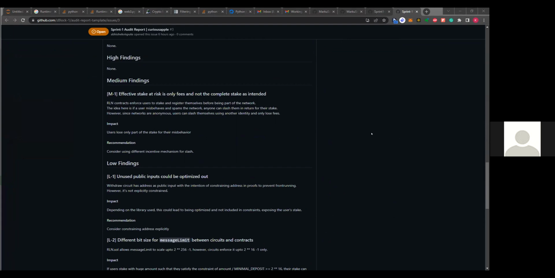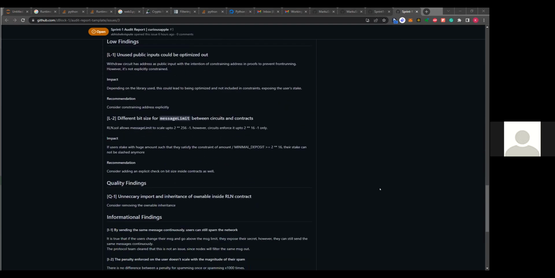What I mean by this is how RLN works: when a user registers, you expect that user to stake something. And if that user misbehaves and spams the network, then it is expected that someone would slash that user and take that stake. But the thing is, in anonymous networks, you cannot enforce this, since anyone, using their other identity, can slash themselves and only lose fees. So yeah, that's one.